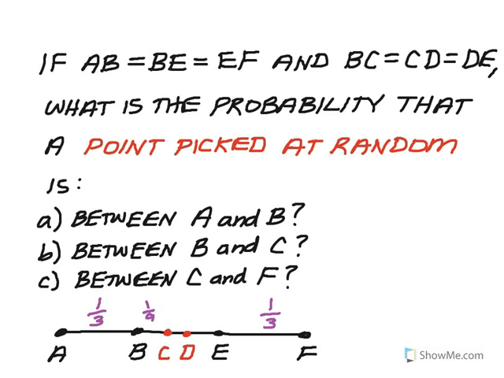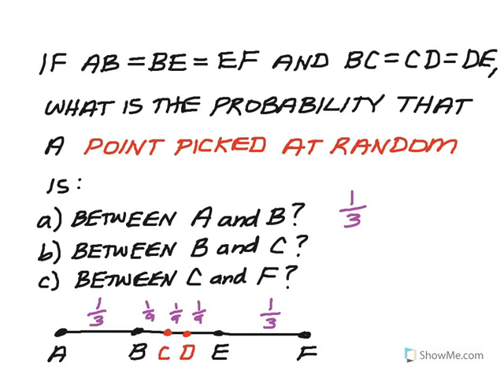So I'm going to erase the 1/3 here and make each of those 1/9. And this will help me to find the probability. I'm going to pick a point at random, and what's the probability that it is between point A and point B? Well, that's a probability of 1/3, because AB is 1/3 the length of AF.